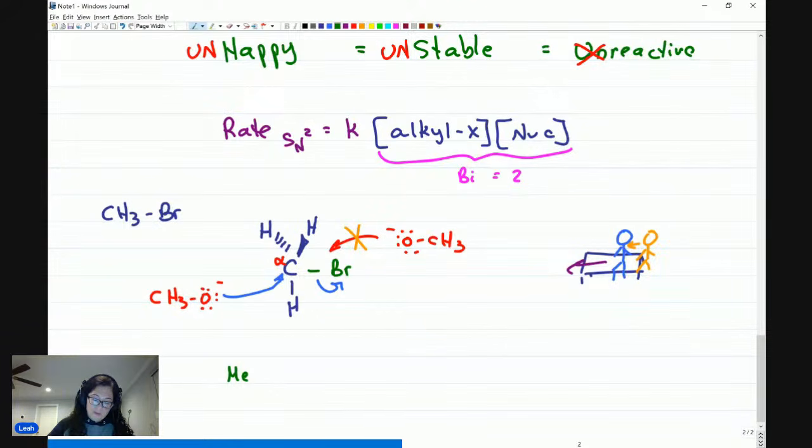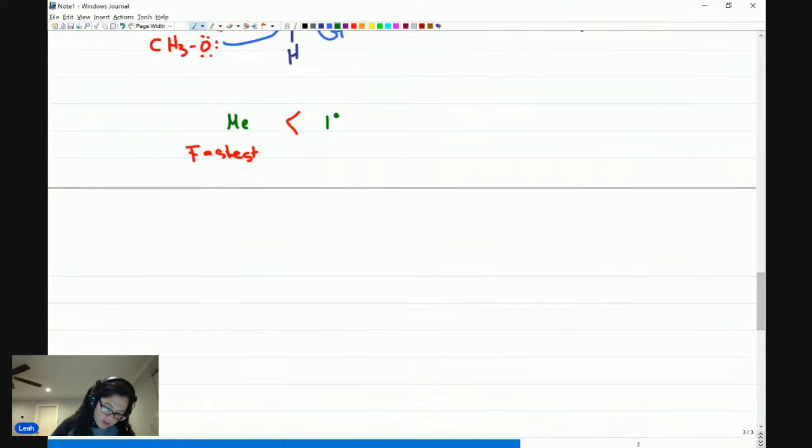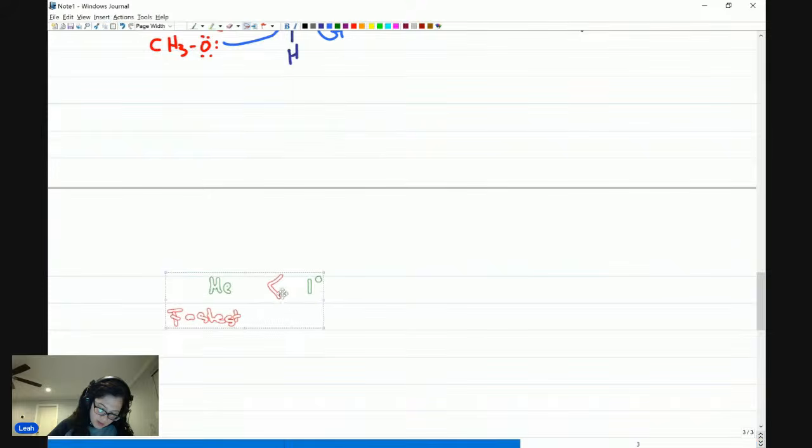bound to a leaving group, like this one, there is absolutely no hindrance. This will be the easiest, fastest reaction because nothing's blocking it. Slightly more hindered than a methyl would be a primary alkyl halide. And that would be just, say, something that, we're running out of room here. Let's put this on the next page so we can draw some molecules. Let's move it down here.